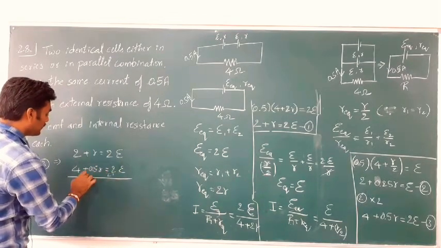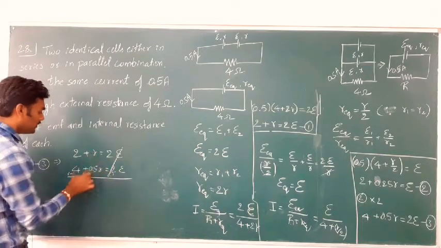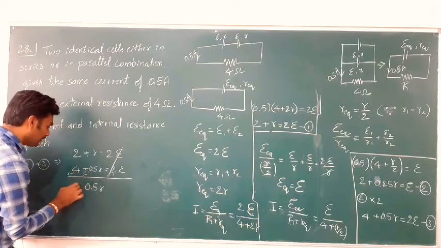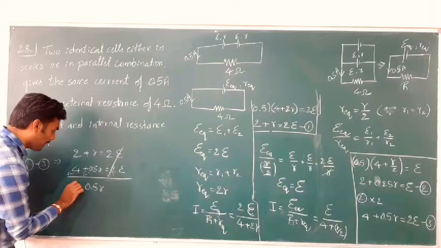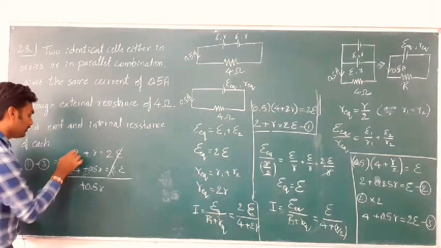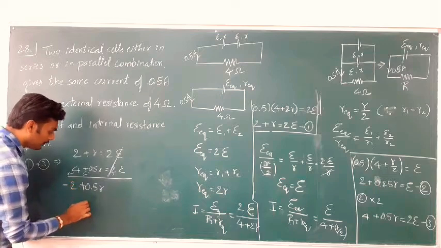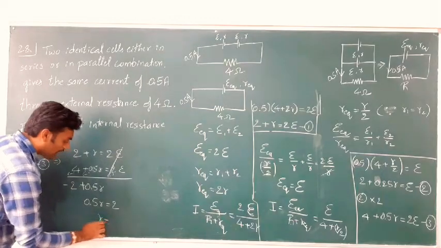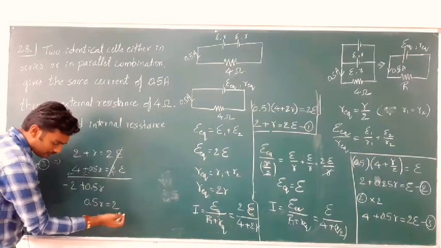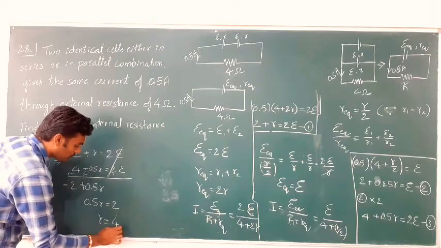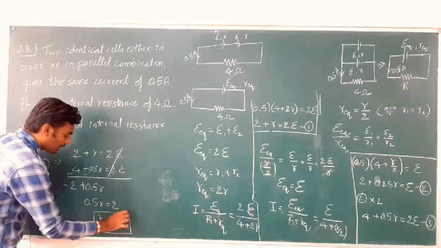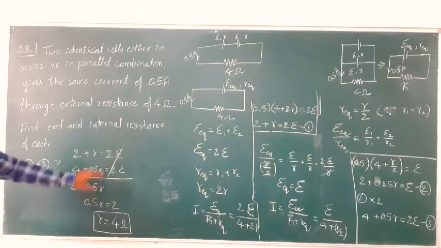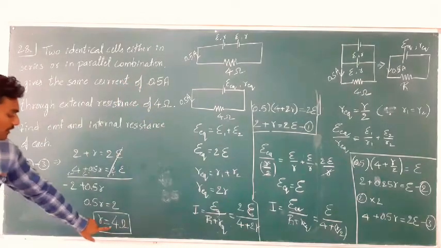So minus, minus, they cancel, and it is r minus 0.5r, which is 0.5r, and this is positive. So 2 minus 4 is minus 2. So 0.5r is equal to 2, and hence r is equal to 4 ohm. We have one of the results: the equivalent internal resistance of each cell is 4 ohm.